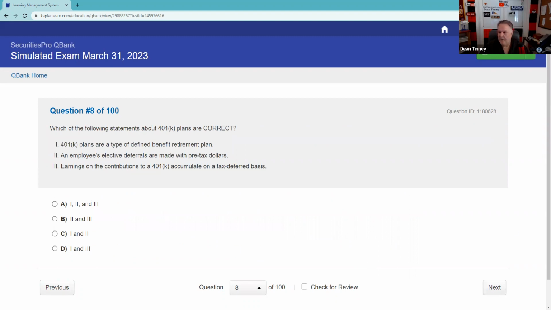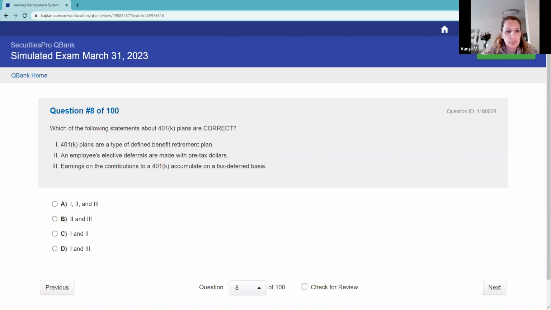Which of the following statements about 401k plans are correct? 1, 401k plans are a type of defined benefit plan. 2, an employee's elective deferrals are made with pre-tax dollars. 3, earnings on contributions to a 401k accumulate on a tax deferred basis. So 2 and 3 are definitely correct. Defined benefit, no, the 401k are defined contribution.